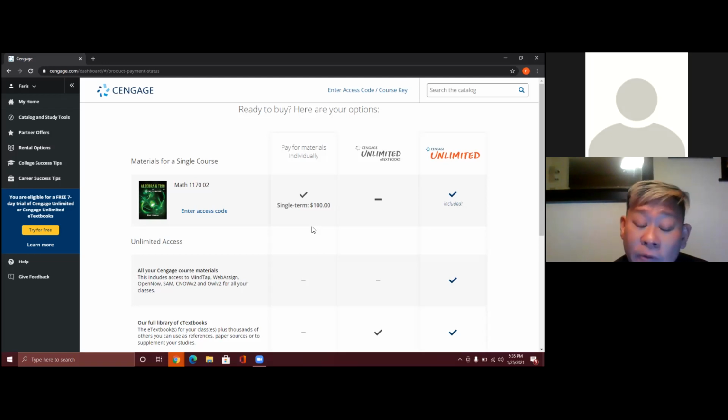So that's how you do it. If you buy the book from the bookstore, do you see the enter access code? That's where the access code comes in, and you have to enter it right over there. Otherwise, for the $100, you buy it from the website, and they will do it for you. All right, that's my only thing.